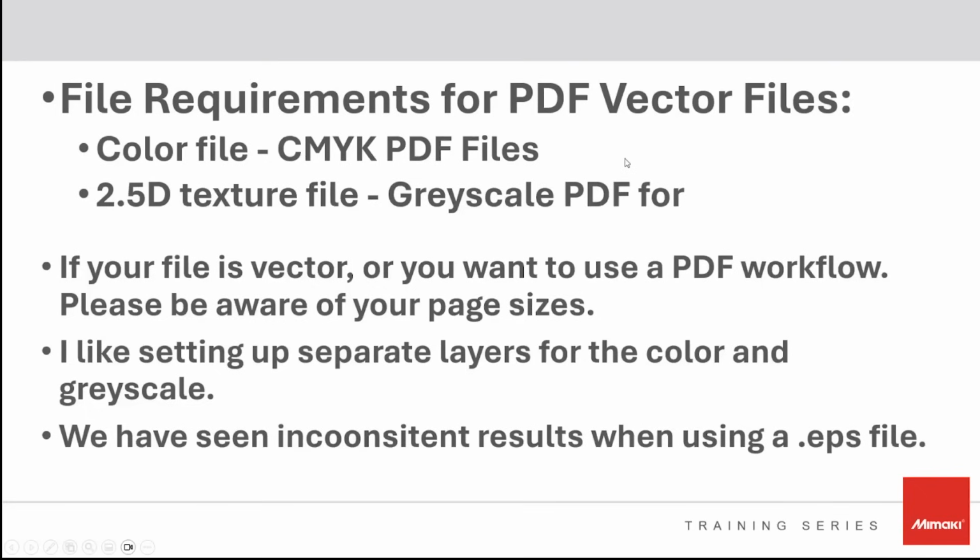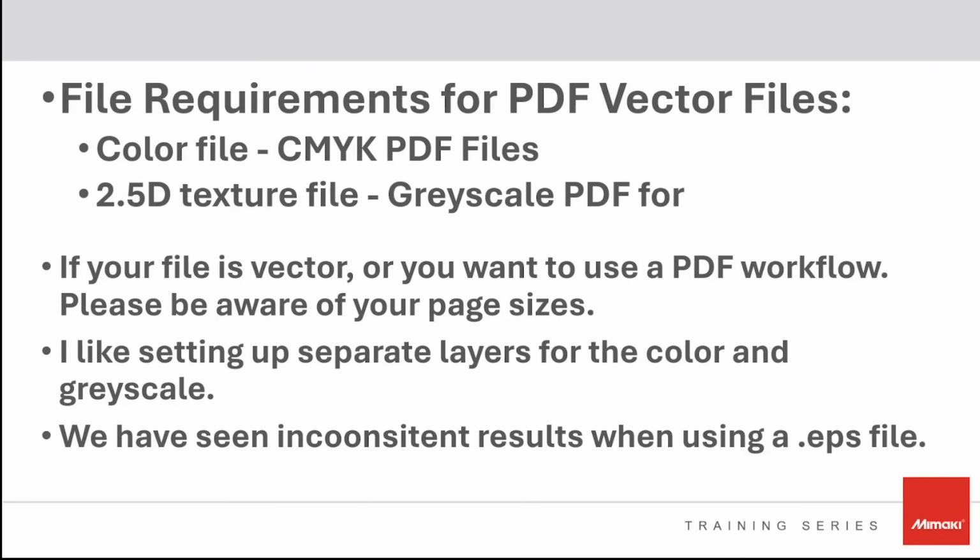So if you're working in the PDF format and you're working with vector files, the file does need to be in CMYK format. And then the 2.5D texture file is also in grayscale in the PDF format, but a CMYK grayscale. So we'll go over a little bit more about how to make sure that your vector files are in grayscale and not in a CMYK black.